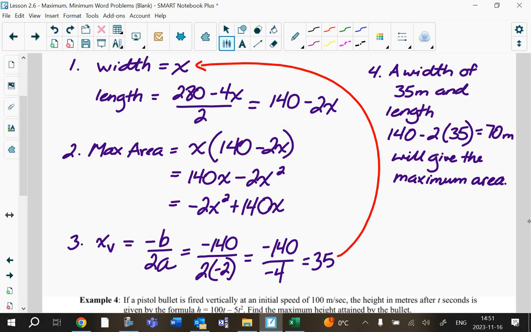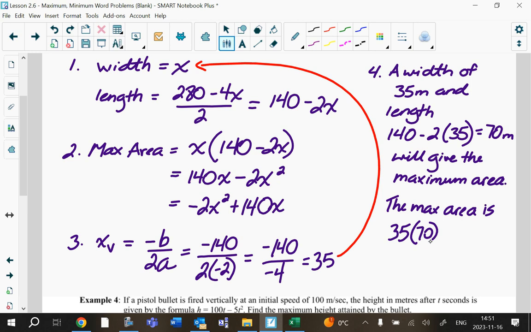But we're not done. We're actually asked to find what is the maximum area. So how would you finish the question? What would you do to finish the question? You know the dimensions that give you the maximum area. How would you find the maximum area? Yeah, just so the max area is 35 times 70 or 70 times 35, which gives me what?